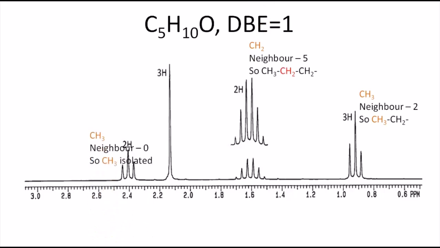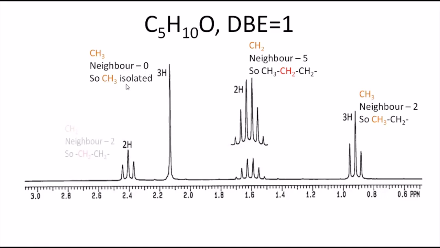Then, what about this signal? You can see the signal is due to 3 hydrogen, but it is not split. It is just a singlet. That means it has no neighbor. It is an isolated CH3 group, which is not connected to any CH2 or CH group. That you have to consider. And then, what about this signal?